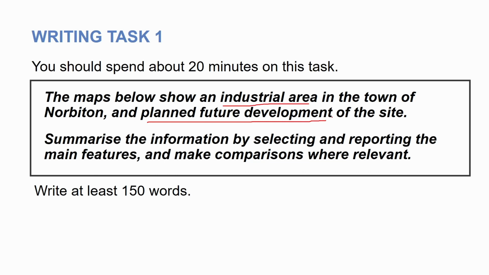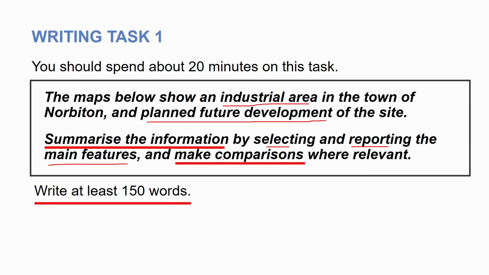And as you know, the instruction is always the same in writing task 1. We need to summarize the information. How? By selecting and reporting the main features. So it means that we cannot report every single point from the maps. And also make comparisons where relevant. In doing so, we should aim for 150 words to be able to cover all the main features.